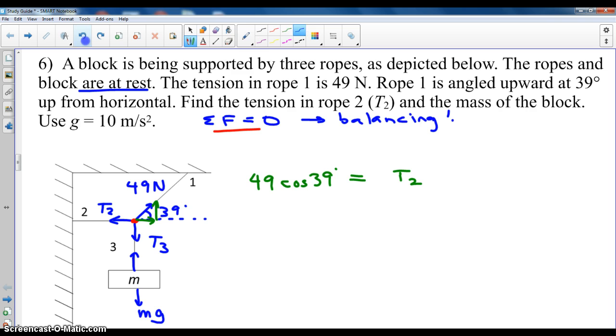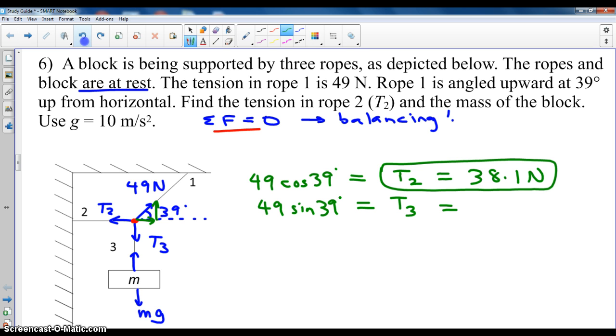In addition, we know that the upward green arrow, which is 49 sine theta, the upward force acting at this point balances the downward force at the point, T3. So just like that, we can find T2 and T3. T2 comes out to be 49 cos 39. This is 38.1 newtons, and T3 is the same thing but with sine, so it's going to be 30.8.